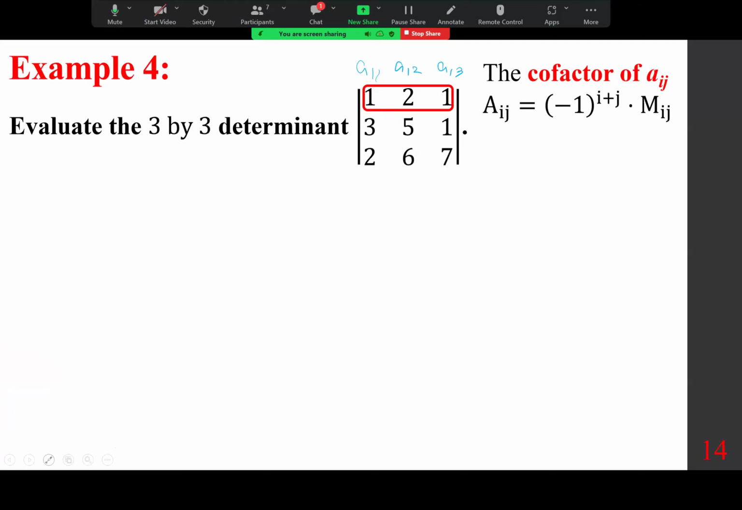So let's actually do this. Different color. If you drop this, you have 1. It happened to be 1, any number, 1. And then -1 to the power of 1 plus 1 times this determinant.